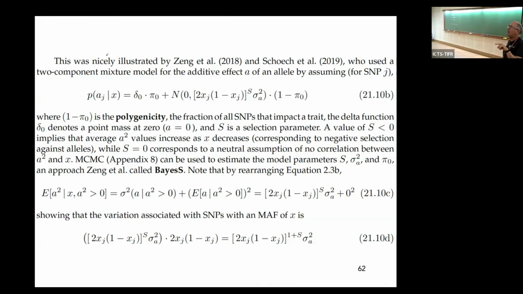My hearing's bad. I captured about half. Let me paraphrase it. So you're asking about biologically why rare equals protein and common equals regulatory. And the idea would be that if I'm going to put a random mutation down, where is it more likely to have a big effect?